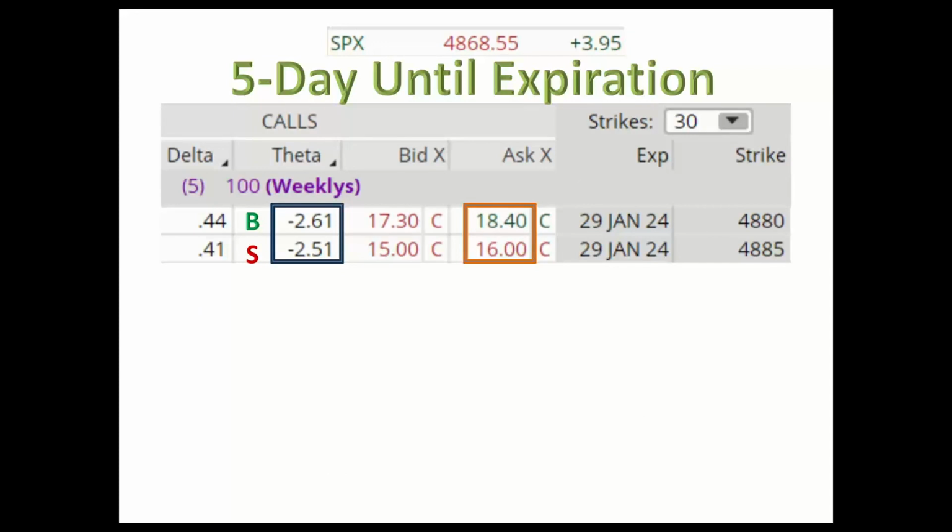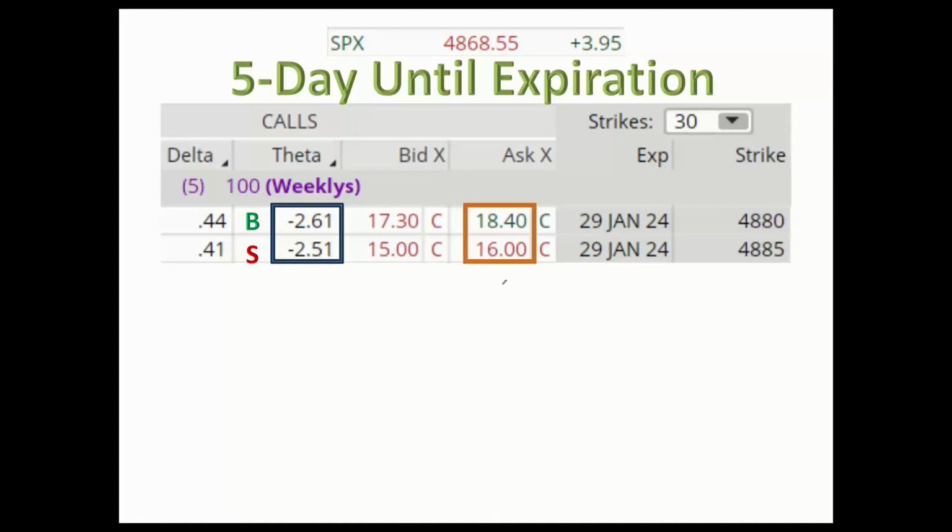Here's the 5 days until expiration, not 1 day. When 1 day goes to expiration and the market doesn't move, you expect an out of the money call spread to go out worthless. Here, we have 5 days to expiration. At the end of the day, there will be 4 days remaining. We still expect the spread to have some value left, yet we also expect it to lose some value. How much will it lose?